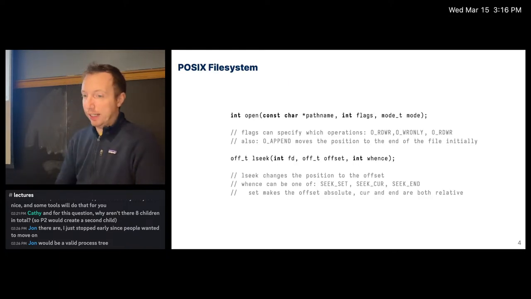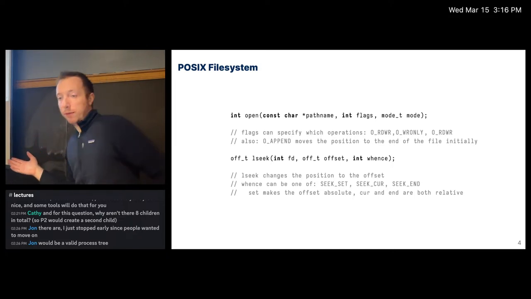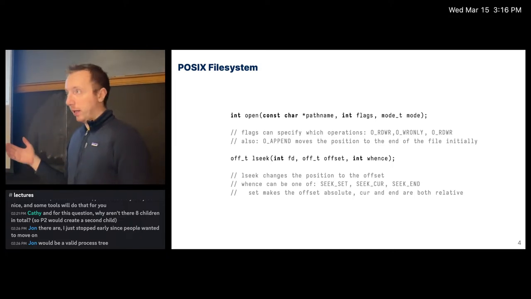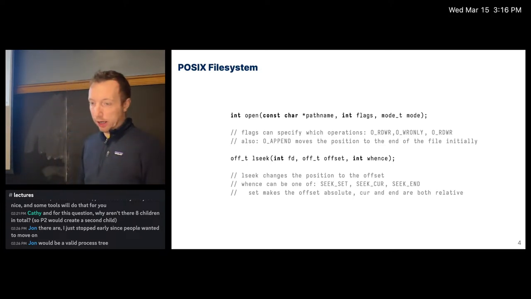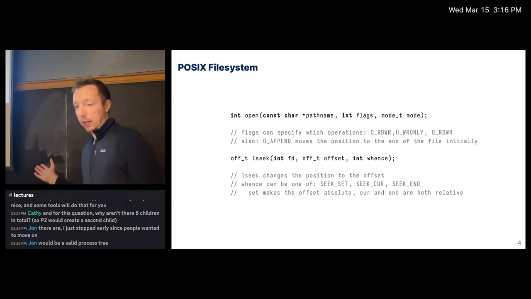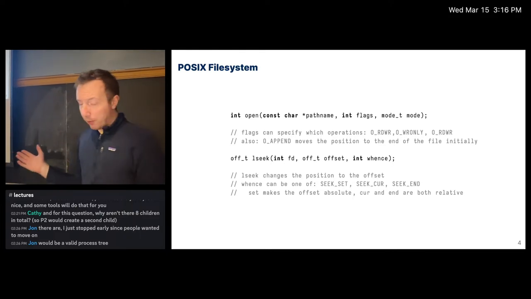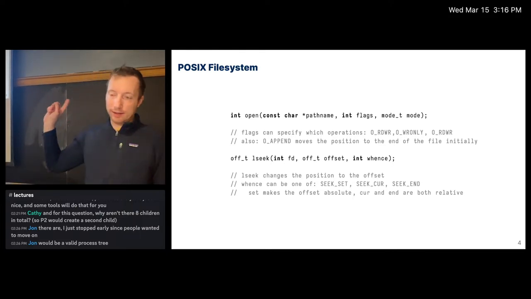So we've already seen the open system call. That will take a path name that could be absolute or relative, and some flags, like read only, write only, read write. Also, there's a flag called O_APPEND that will make that position go to the end of the file. So if I just want to write to the end of the file, you add O_APPEND to the flags, and then whenever you do a write system call, it will just be appended to the end of the file. What we haven't seen yet is the lseek system call.